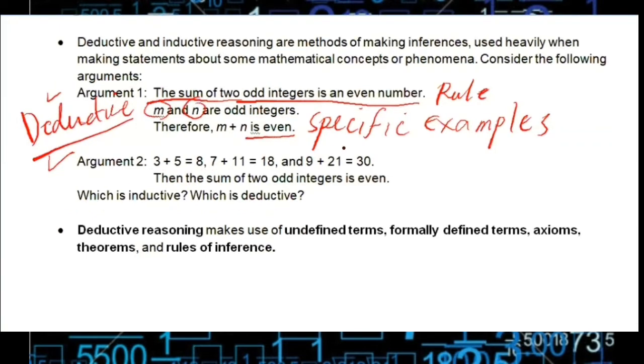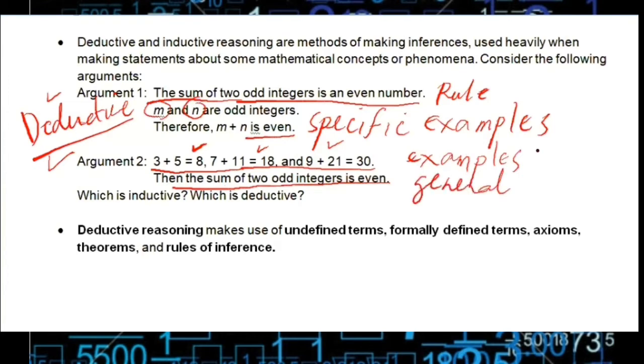Argument 2. It says here, 3 plus 5 equals 8, 7 plus 11 equals 18, and 9 plus 21 equals 30. Then the sum of two odd integers is even. So as you notice, it's obvious, nagbigay na siya ng 3 examples. So examples before general rule, saka siya nagbigay ng general conclusion. So automatically, argument number 2, inductive.